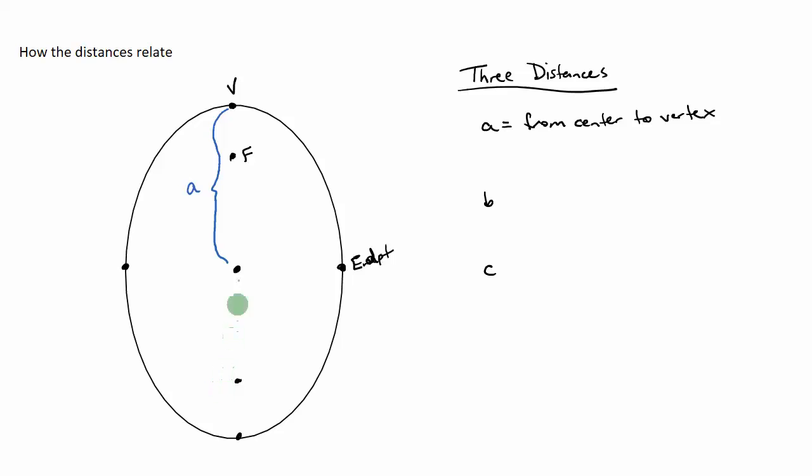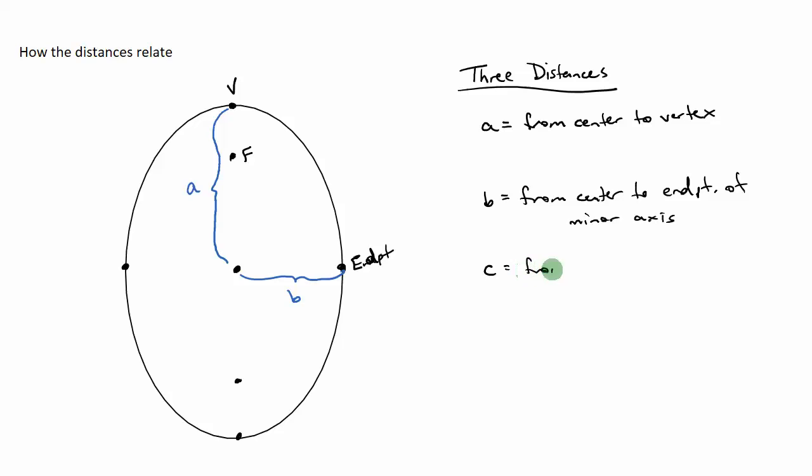It doesn't matter. Okay, then B is the distance from the center to an endpoint of the minor axis. So B is this distance. Okay, and finally, I'm sure you could guess what C is. C is the distance from the center to a focus. And of course I could have measured all these left, right, up, or down, but I'm being consistent using the top right corner of the curve.